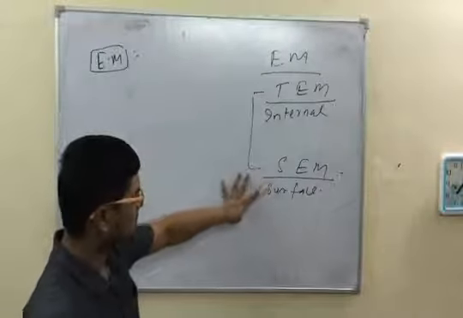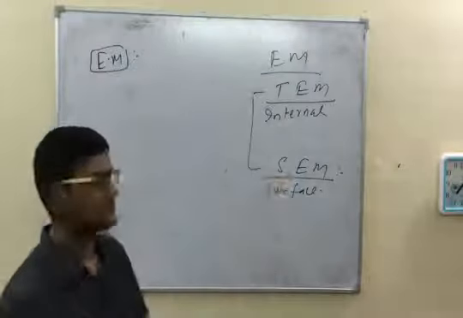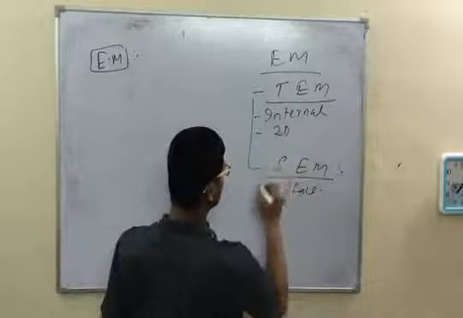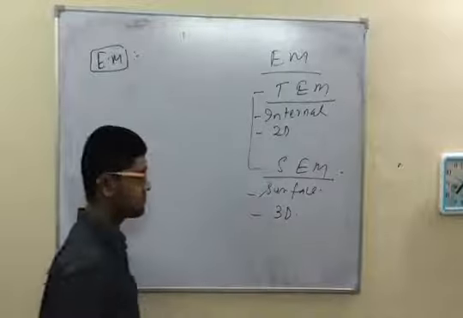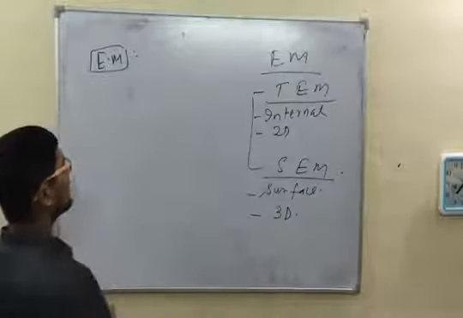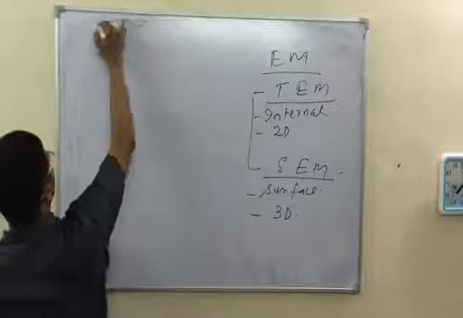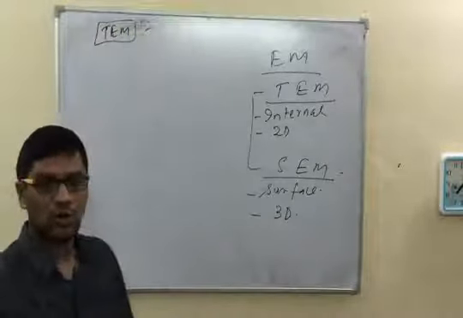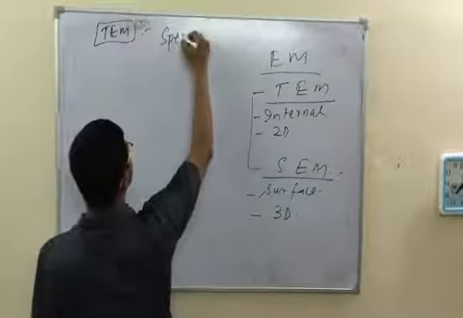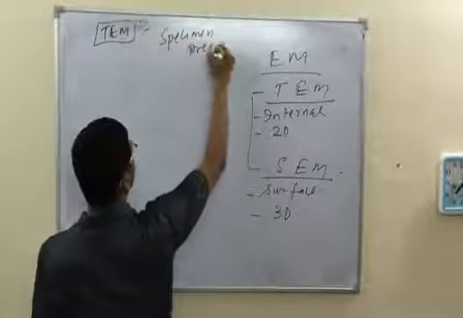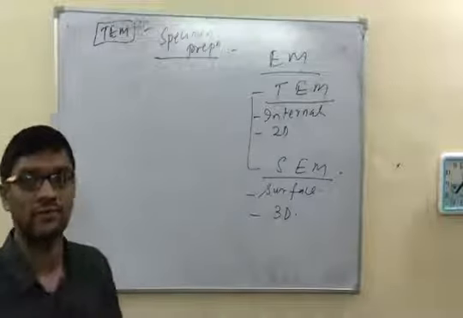It is used to demonstrate the surface of the object, whereas transmission electron microscopy is used to demonstrate the internal structure. It gives a two-dimensional view in contrast to scanning electron microscope, which gives a three-dimensional view. Okay, so these are the various differences. Transmission electron microscope is the most common electron microscope used. So I will just outline how to do the specimen preparation, because specimen preparation for electron microscope is very popular, is very important for your exam.